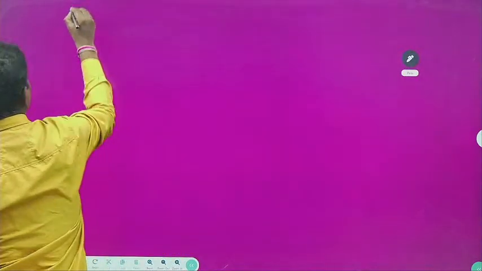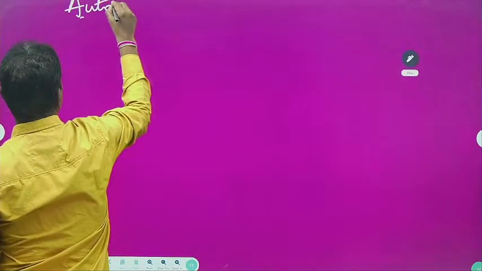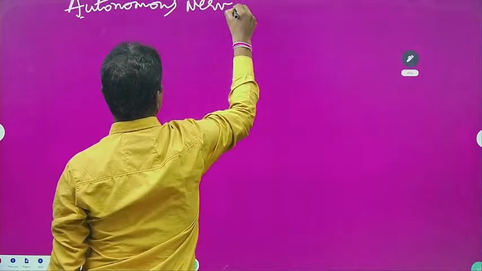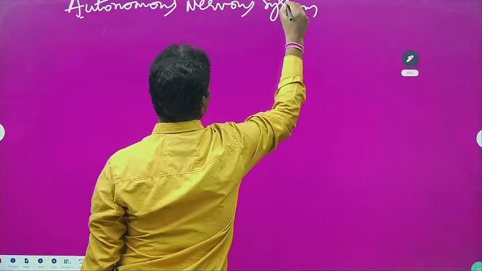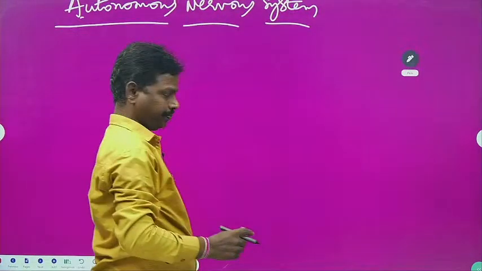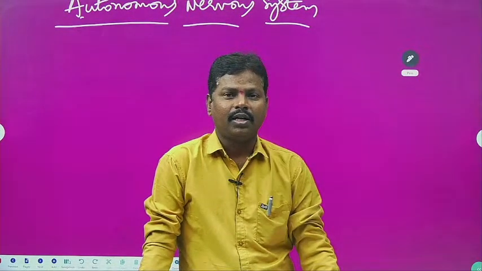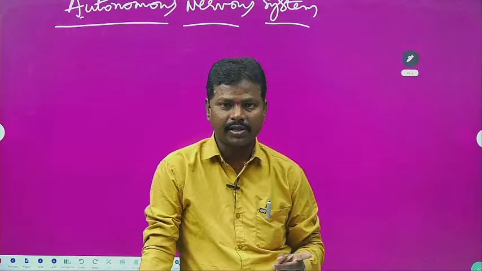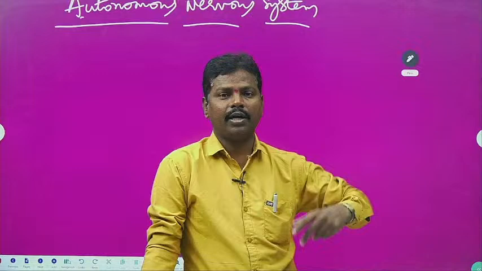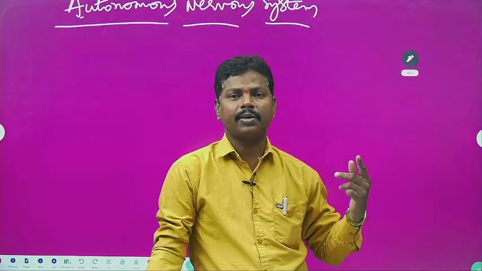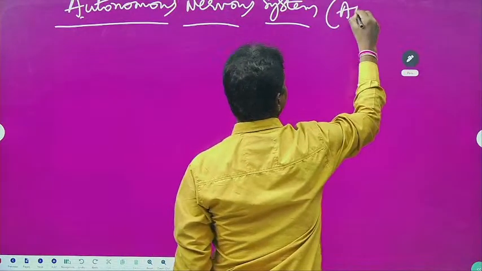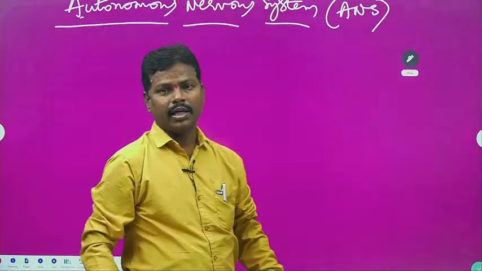The last and third part of the nervous system is the autonomous nervous system. What do you mean by autonomous nervous system? Up to now we discussed the central nervous system, brain and spinal cord. Next, the peripheral nervous system, cranial nerves and spinal nerves. Now the third type of nervous system is the autonomous nervous system, ANS.